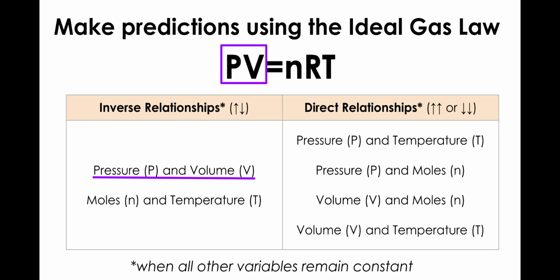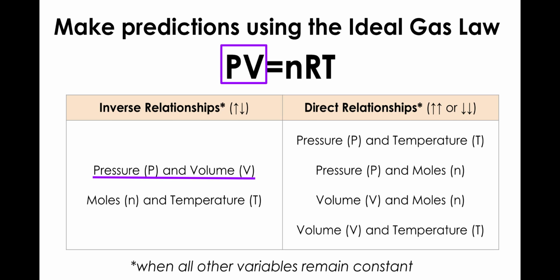So when we look at pressure and volume, they have an inverse relationship, which means if pressure were to increase, volume would decrease. And then the other way, if volume were to increase, pressure would decrease. So they do the opposite of each other. And notice that they are on the same side of the equal sign.